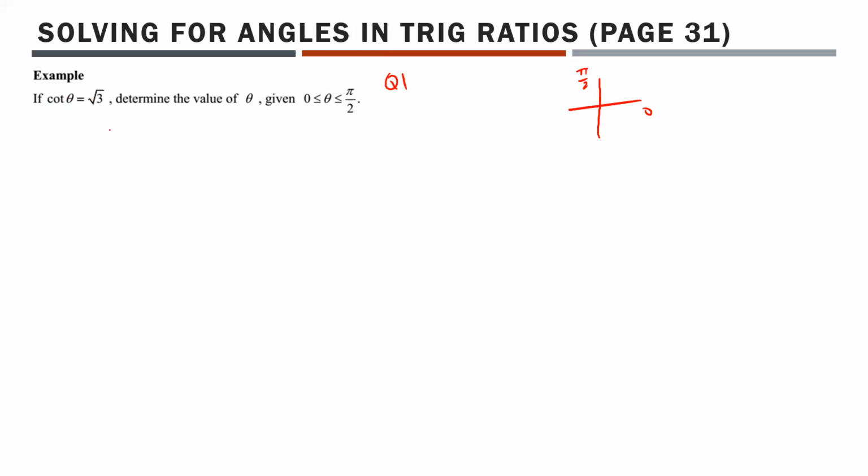These reciprocal trig ratios, like cotangent, they're just annoying. When you don't have to use them, don't, right? You could change cotangent theta equals root 3 to just being tan theta equals 1 over root 3, because they're just the reciprocal of one another. Tangent is the reciprocal of cotangent, and cotangent is the reciprocal of tan. So you can just flip them around to get something a little bit more reasonable.